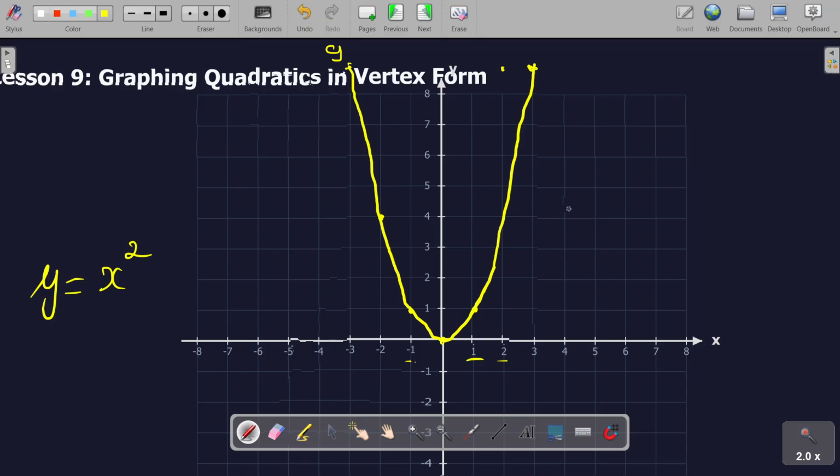Okay, that was not the best parabola ever, but again, this is just for demonstration purposes. Let's start with the first simplest quadratic. I'm going to draw it next to here. This will be y equals x squared.